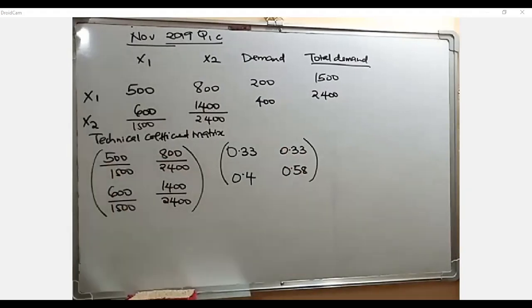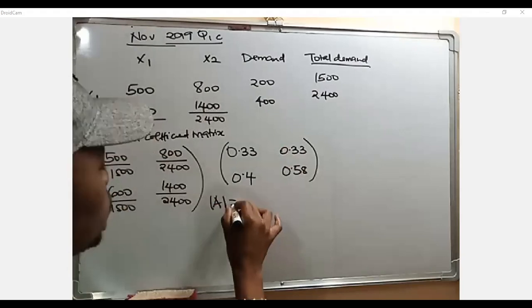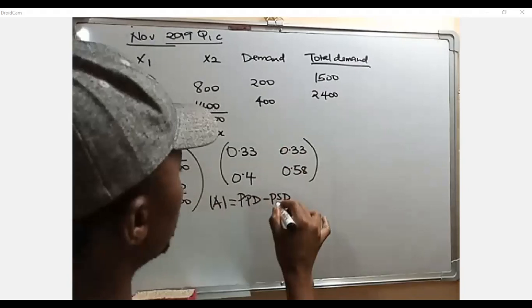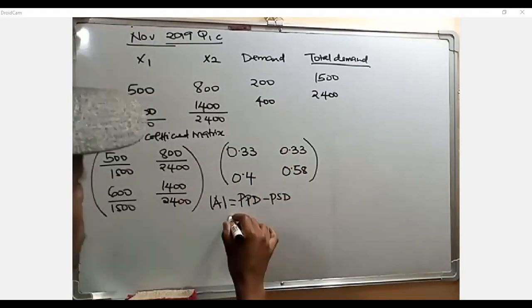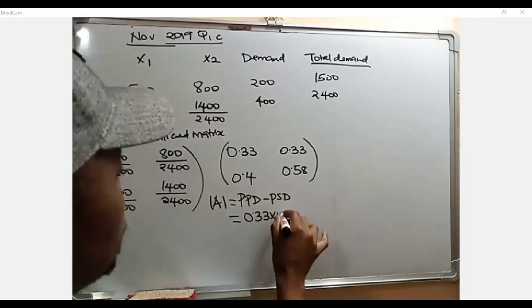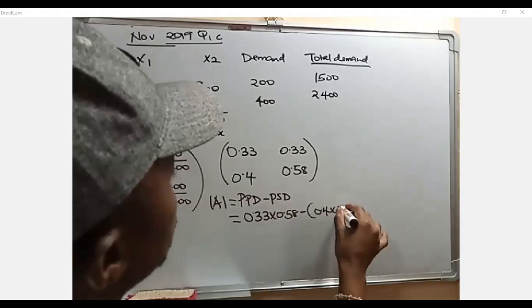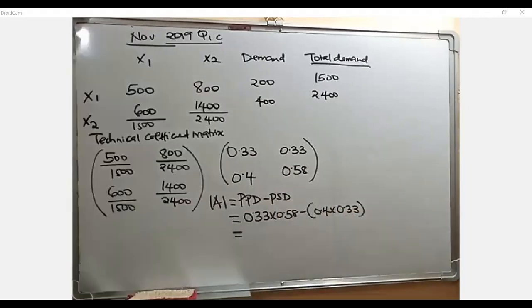From there, we first need to get the determinant of our matrix. You see this is a 2 by 2 matrix, and to get the determinant you take the product of the primary diagonal minus the product of the secondary diagonal. So we say 0.33 times 0.58 minus 0.4 times 0.33. What is your determinant here? 0.33 times 0.58 minus 0.4 times 0.33.